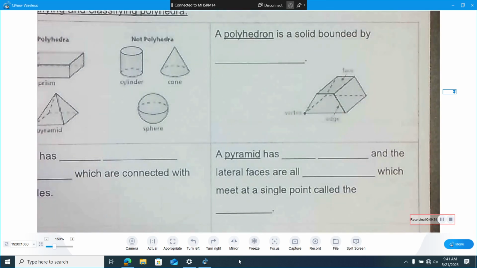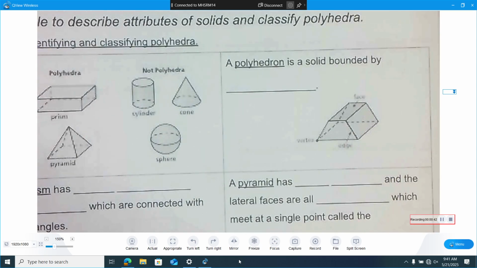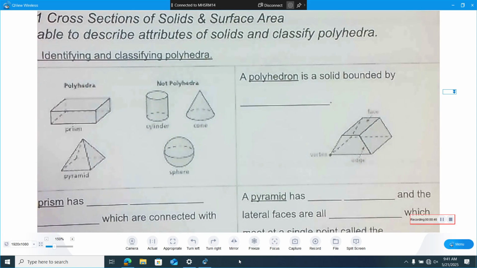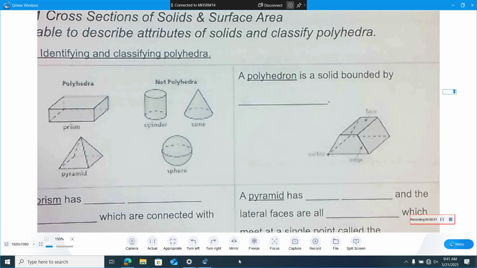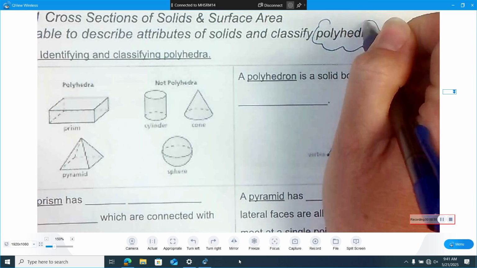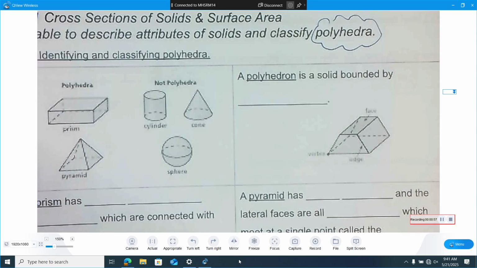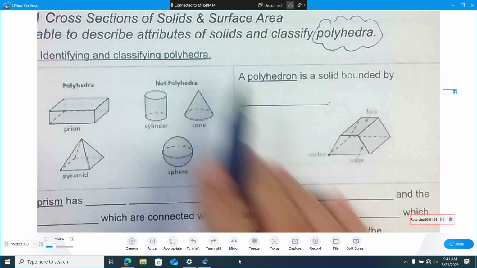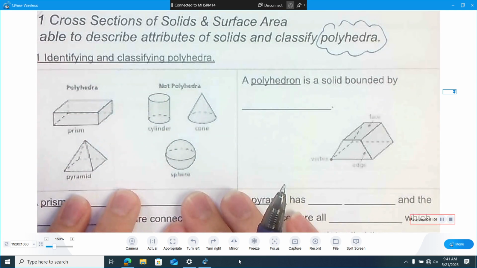All right. So chapter 12 has to do with three-dimensional figures. And so we take our two-dimensional figures that we have been working with, like trapezoids and polygons, and now we're turning them into polyhedra. So today we are learning about polyhedra, and we want to be able to identify and describe and classify polyhedra. So here we have some examples of polyhedra.